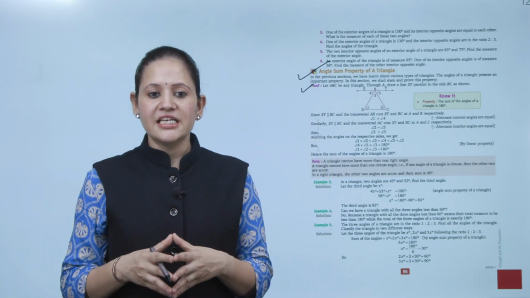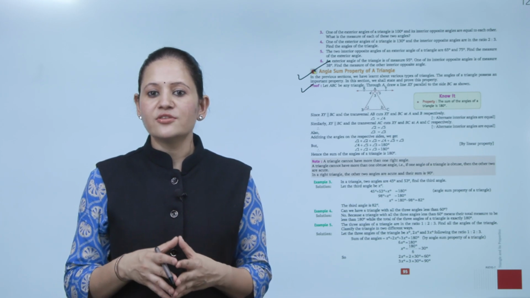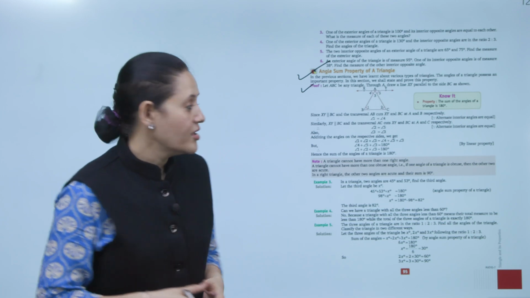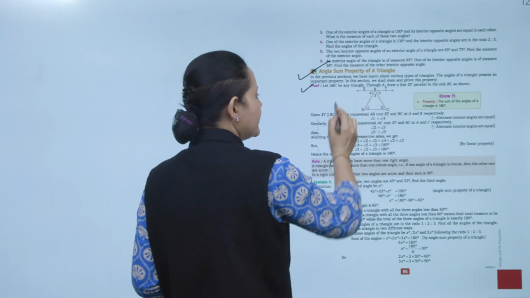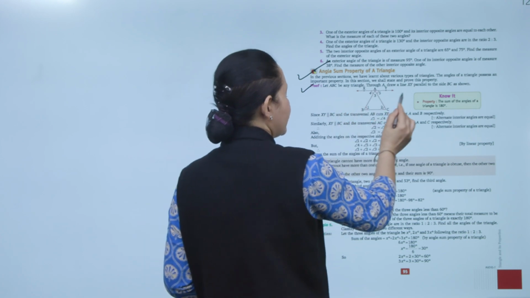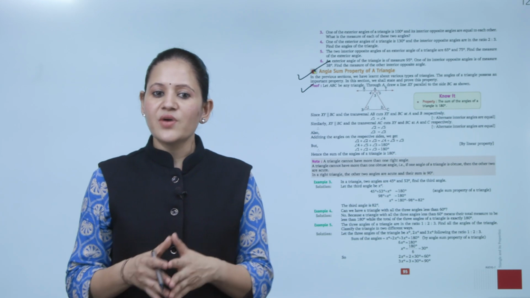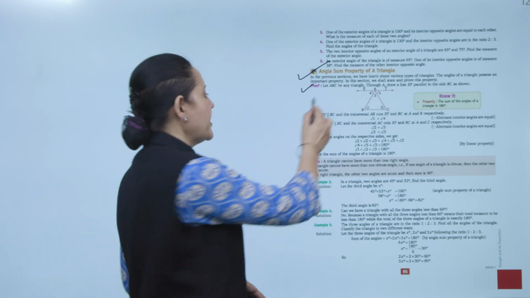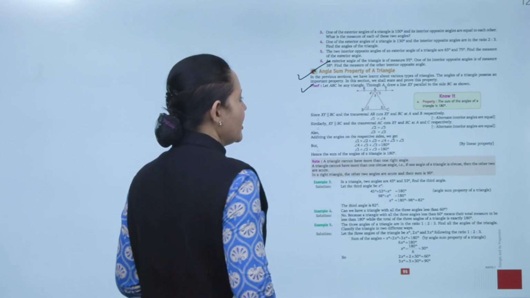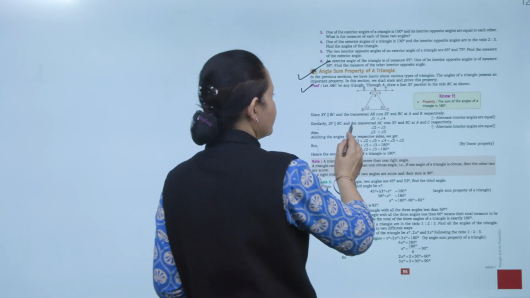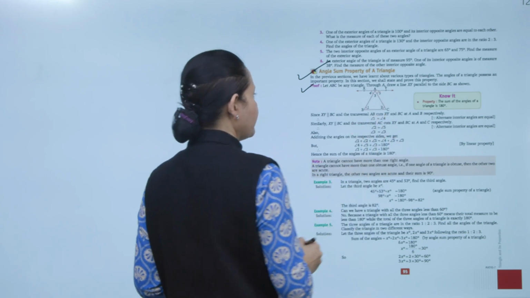Let ABC be any triangle. Through A, draw a line XY parallel to the side BC as shown. So, what did we do? We made a line parallel to BC. This is the triangle ABC. Here we have drawn a line XY parallel to BC. Since XY is parallel to BC, and the transversal AB cuts them, that means AB cuts XY and BC at points A and B.